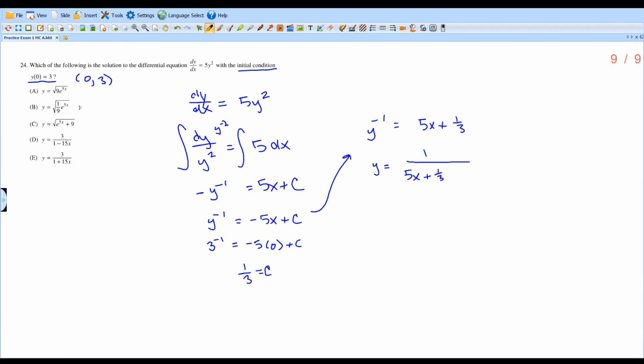Now, if you're looking at your answers and you're saying, well, wait a second, that doesn't match any of them, there's a step that I would take in between these two things, especially because this is a fraction. What I would do is get a common denominator here. So here, I would get a common denominator of 3, which means I'd have to multiply this by 3 over 3. So I'd have 15x plus 1. And then if I take the reciprocal of this, I'd get y is equal to 3 over 15x plus 1, which is the same as letter E.